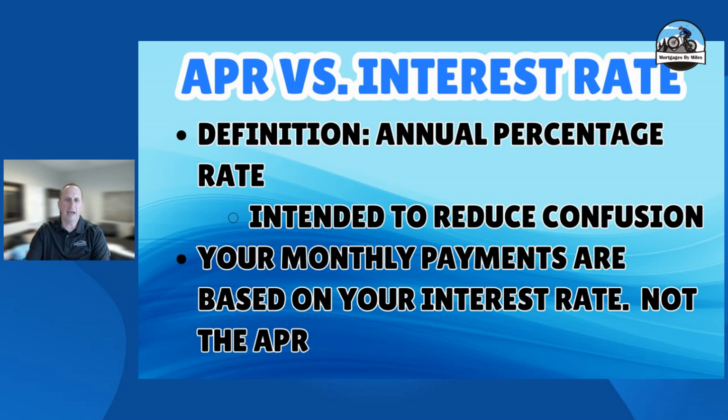So the annual percentage rate, APR, is intended to reduce confusion when you're shopping for mortgages. It really creates more confusion, no doubt about it. Just remember that your monthly payments are based on your interest rate, not on the APR.